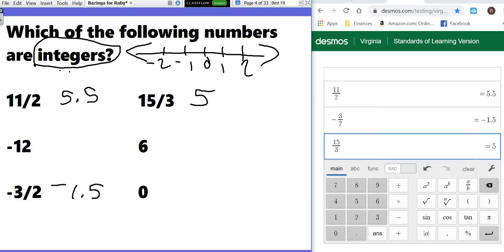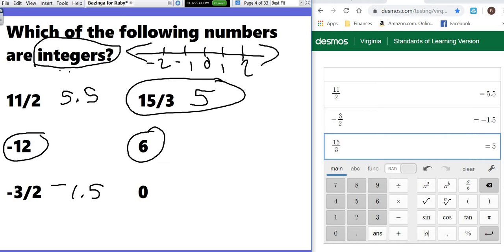So let's look. This is definitely an integer. This is definitely an integer. This is definitely an integer, and this is definitely an integer. Both of these, the 5.5 and the negative 1.5, are rational, but they are not integers. All right, so let's go on to the next one.